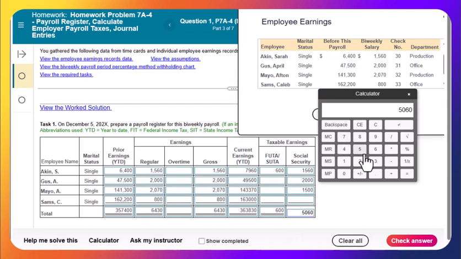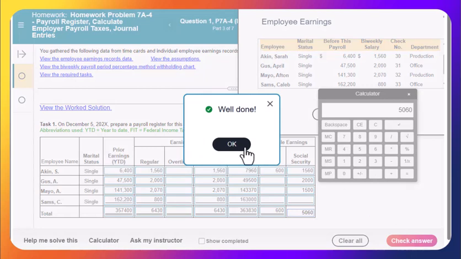We can go ahead and check our answer. Well done, but we are not done yet. We'll move on to the next portion of the problem here in just a second.